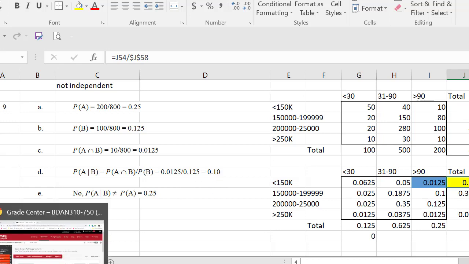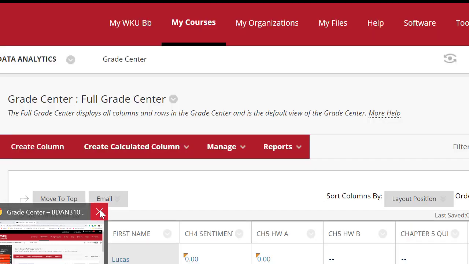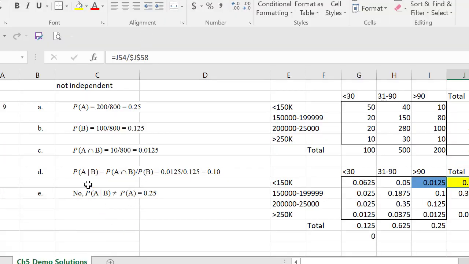Step B says, are events A and B independent? So we've just calculated A and B. So the probability of A given B, if they're independent, would be equal to the probability of the first one, which is A. Probability of A given B is 10%. Probability of A is 25%. They're not equal. So they are not independent.